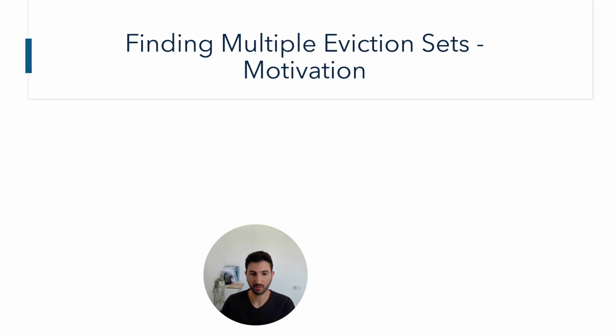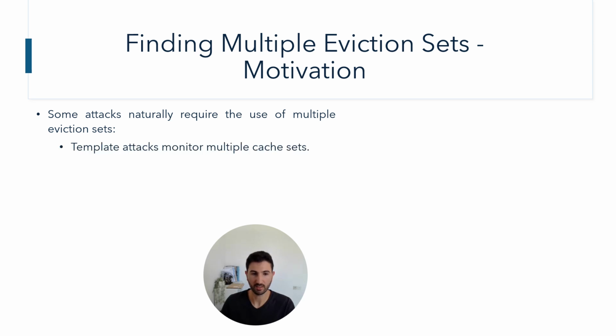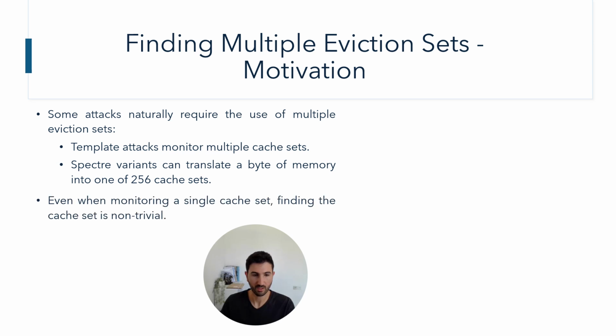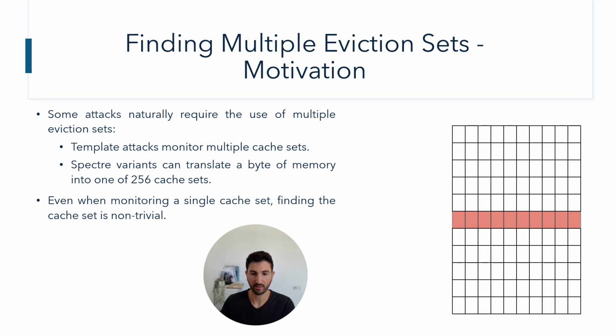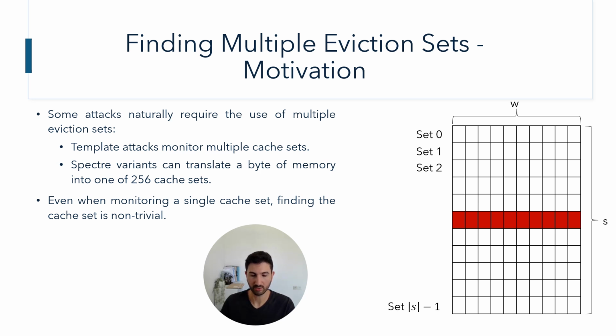All the previously mentioned algorithms find a single eviction set. However, some attacks naturally require the use of multiple eviction sets, such as template attacks that monitor multiple cache sets, and Spectre variants that translate a byte of memory into one of 256 cache sets. But even when monitoring a single cache set, finding that specific cache set is non-trivial. The attacker has to find a specific cache set with a pattern of activity. Therefore, the attacker has to find most of the eviction sets in the cache and test each eviction set for that specific pattern.